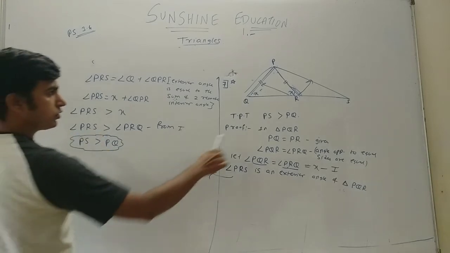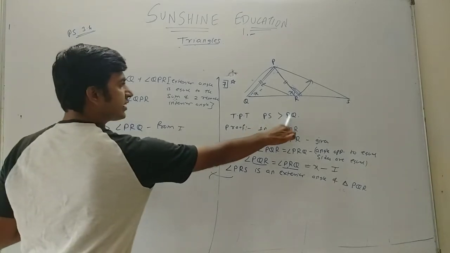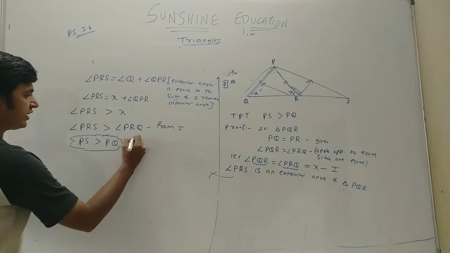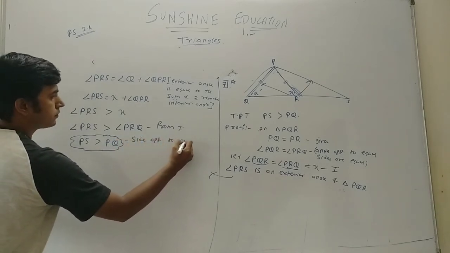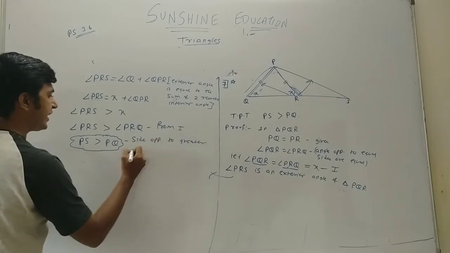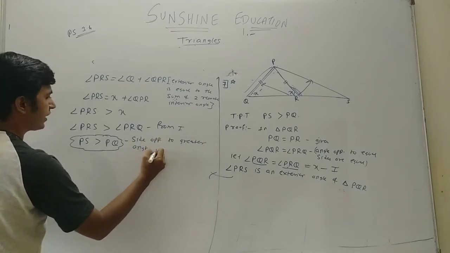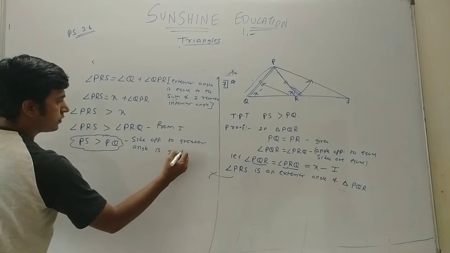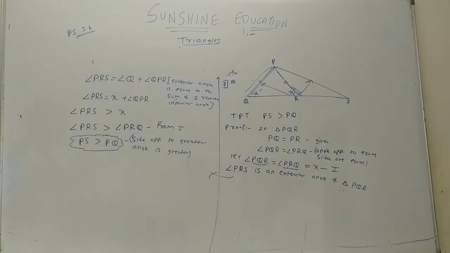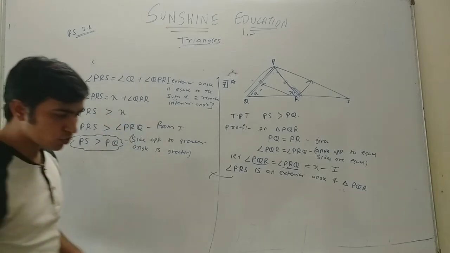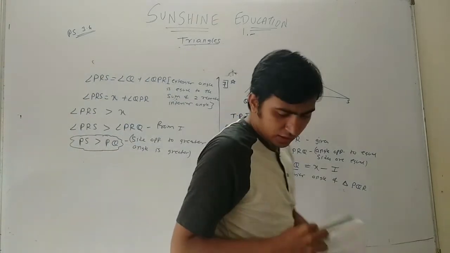What was the proof? PS is greater than PQ. Okay, you can write: side opposite to greater angle is greater. Okay, I hope you found this sum very interesting. Star mark this question. We will move to the next one, that is the 8th one.